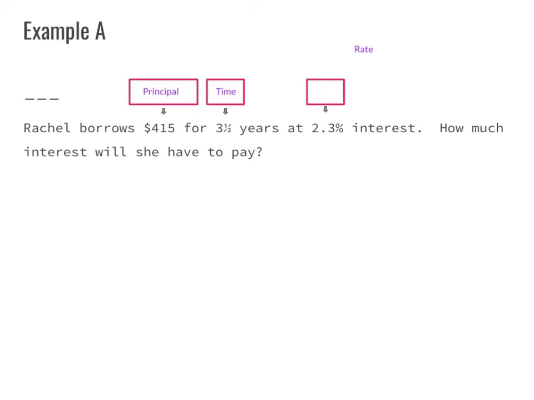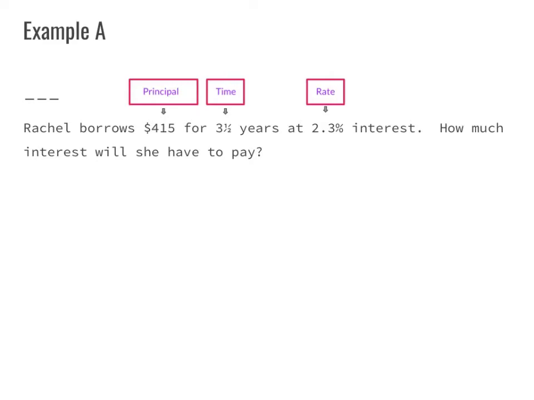At 2.3% interest. So again, even though I see the word interest, I'm not actually going to use that as I in my formula. Since I have a percent sign there, I know that that is going to be the rate. Anytime I see a percent sign, it's a good indicator to me that that is going to be the rate. So the thing that we're missing in our formula, since we have P and R and T, is I.